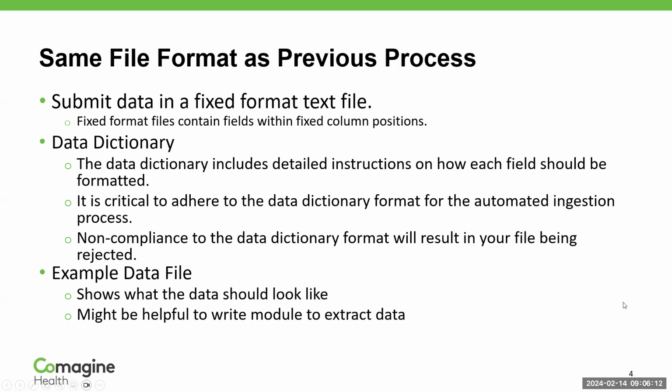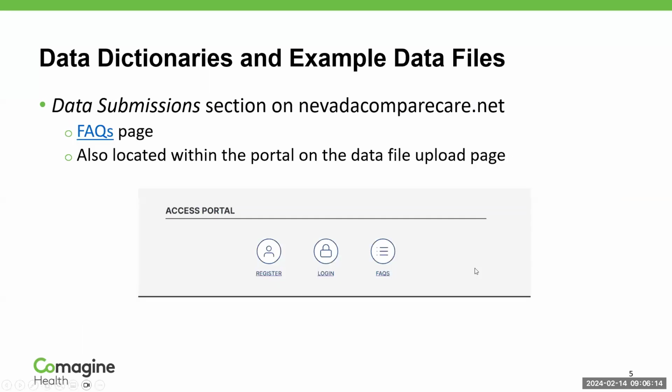All right, so where to find these things on the new website? You'll go to the data submission section on nevadacomparecare.net and then go to the FAQs page. You'll also note that they are located in the portal. Later on in this training, when we get inside the portal, they're there as well.